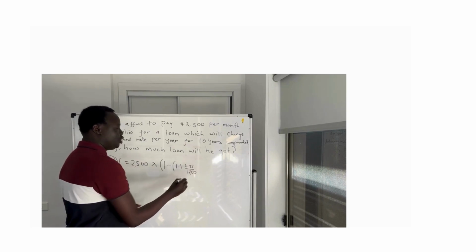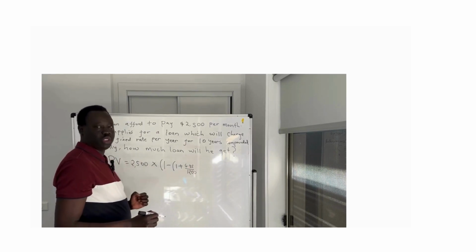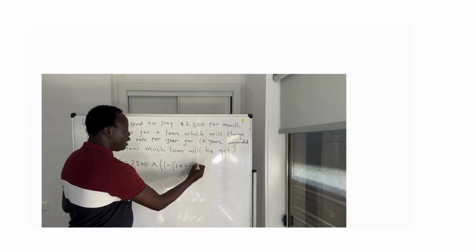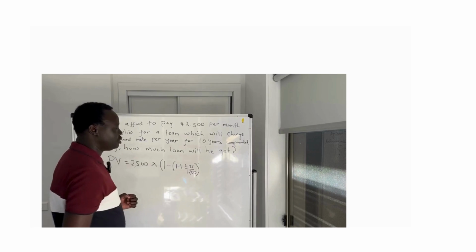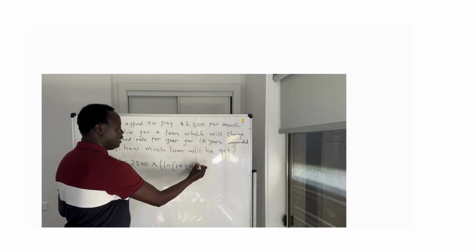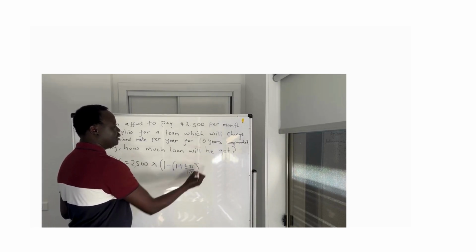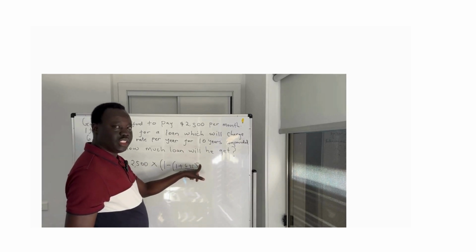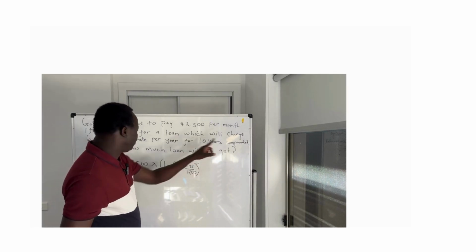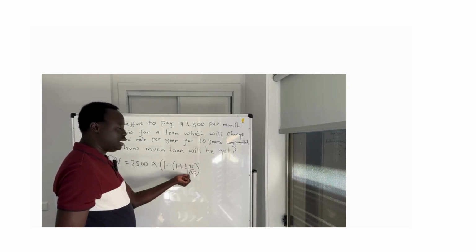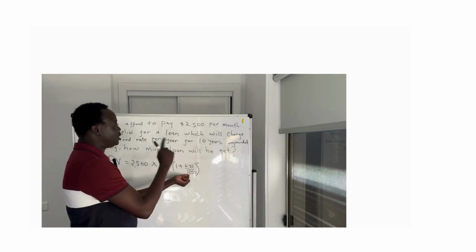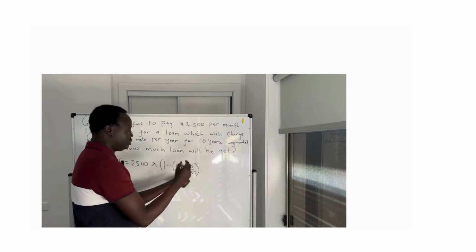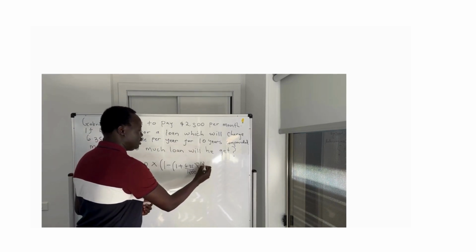And then you add 2 zeros to change this into decimal. And then close parenthesis, and this is raised to the power of NT. N is the number of times interest is compounded a year. And it says compounded monthly, that's 12 times a year, times T, which in this case is 10. So 120.